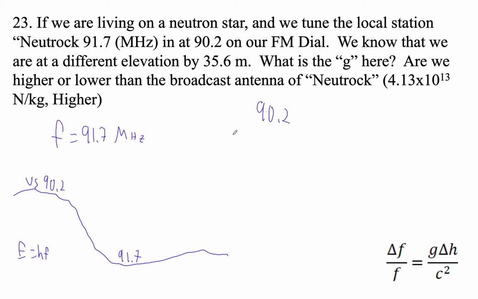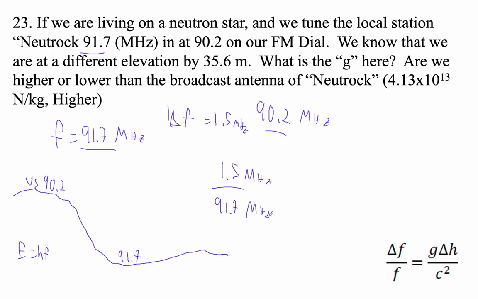Okay, so notice the difference between this. Our change in frequency is 1.5 megahertz, and that's just this guy minus this guy gives us 1.5. So we can set up this equation here. We're going to go 1.5 over the actual frequency, which is 91.7, these are megahertz. And then that equals g, which we're trying to find, right?